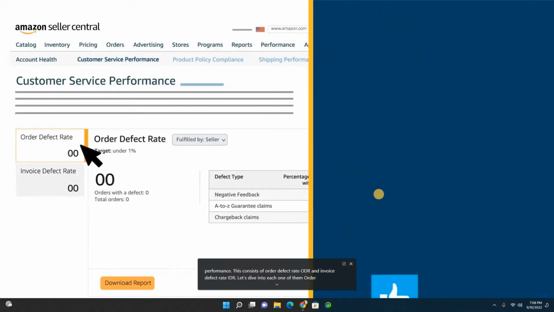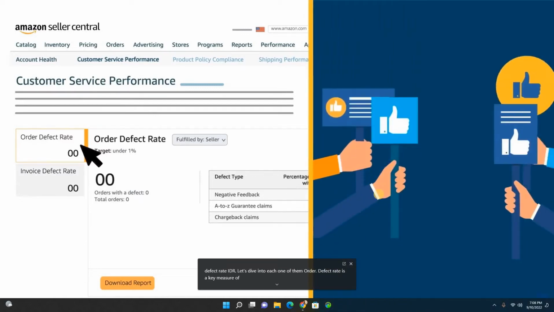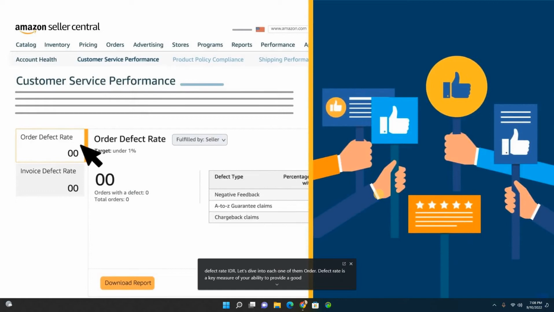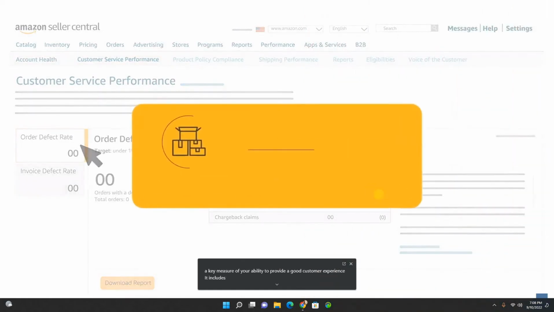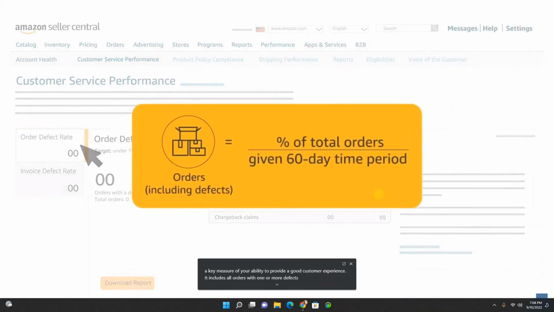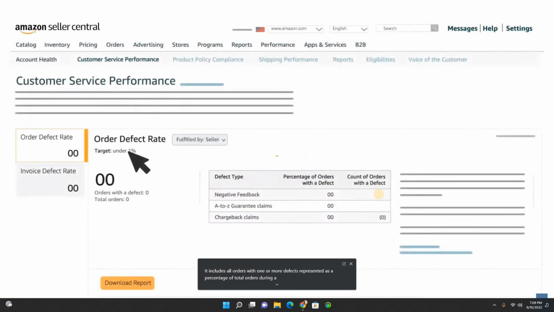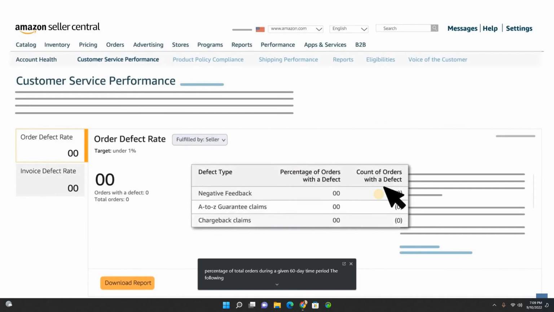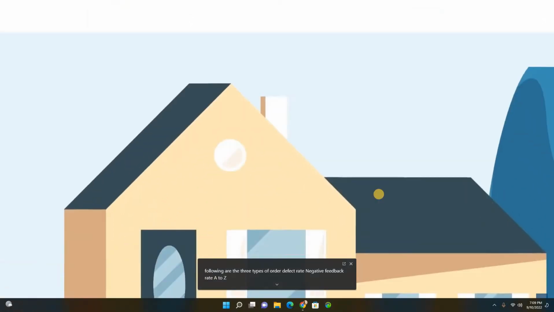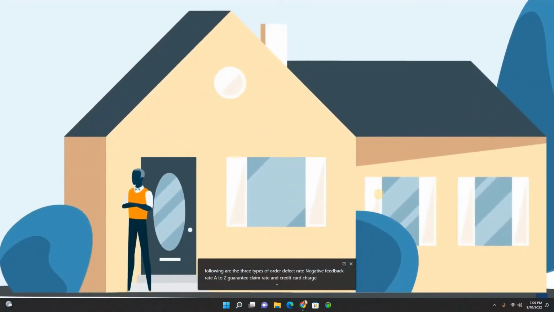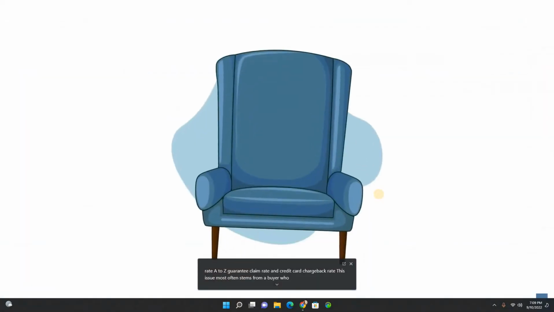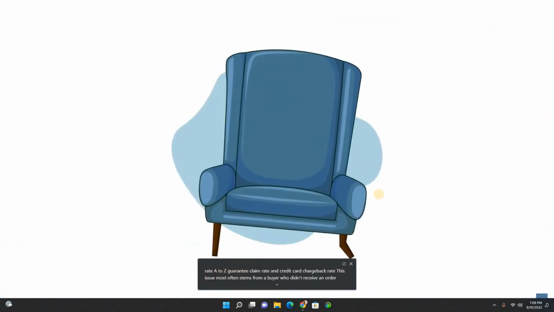Order defect rate is a key measure of your ability to provide a good customer experience. It includes all orders with one or more defects represented as a percentage of total orders during a given 60-day time period. The following are the 3 types of order defect rate: negative feedback rate, A to Z guarantee claim rate, and credit card chargeback rate. This issue most often stems from a buyer who didn't receive an order, or the product the buyer ordered is damaged when it was delivered.